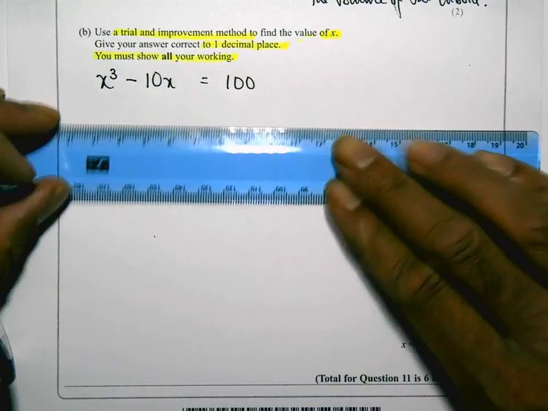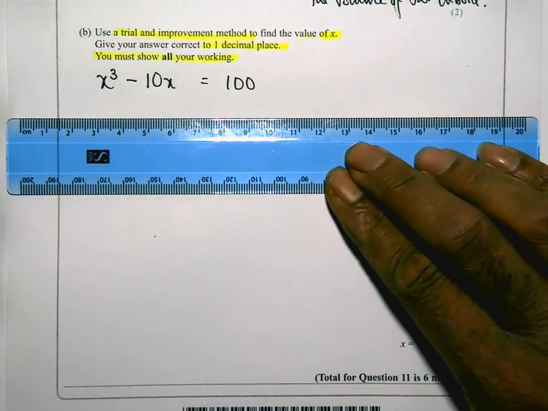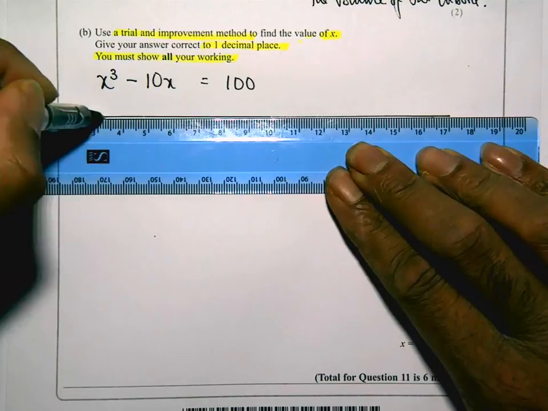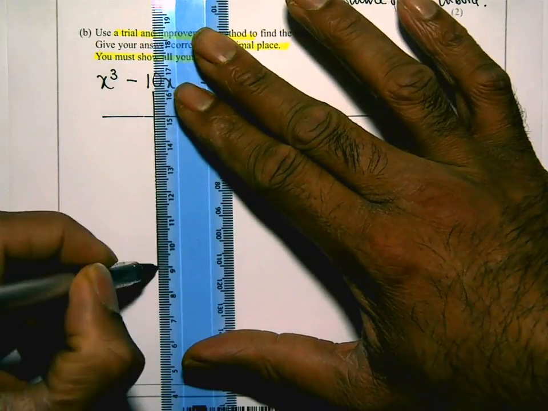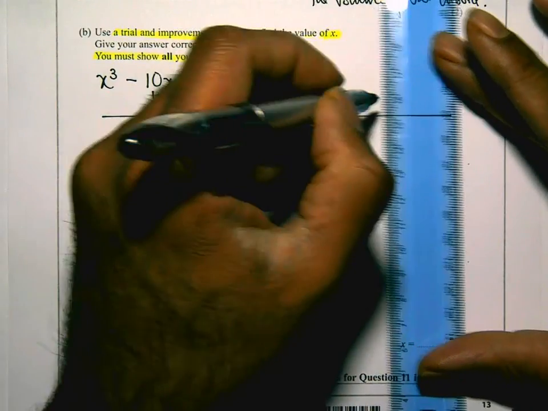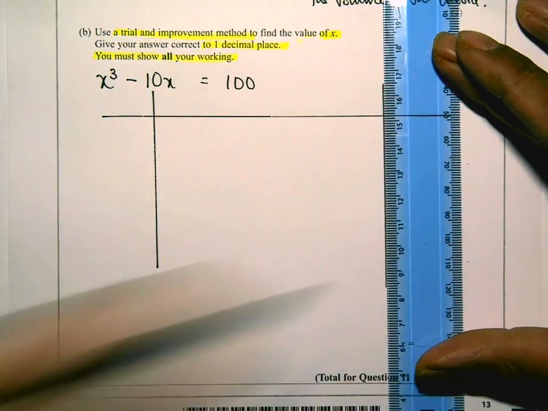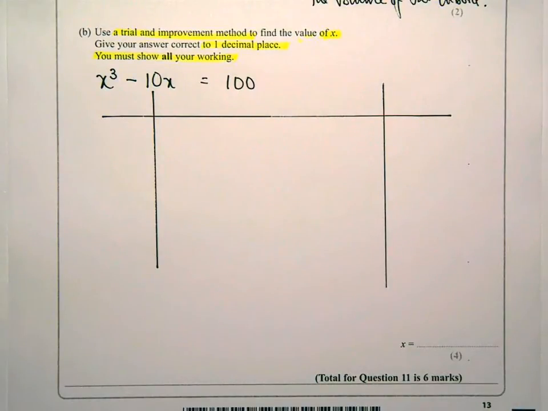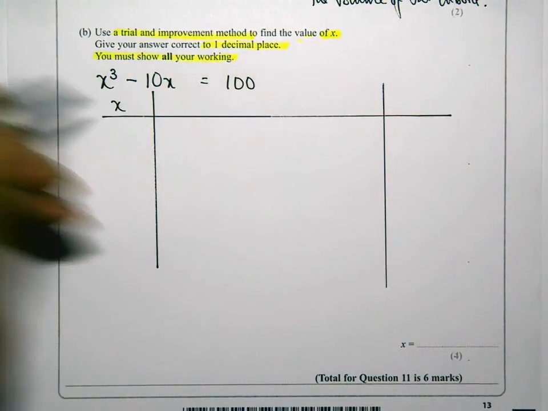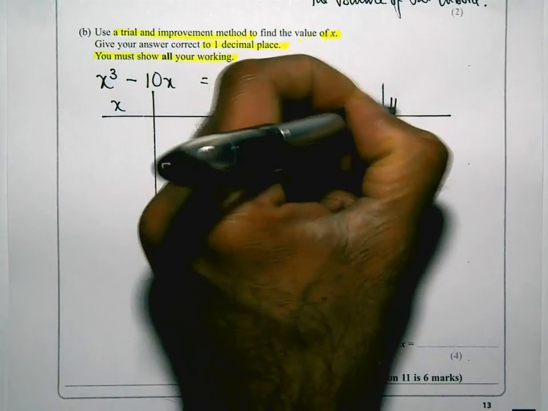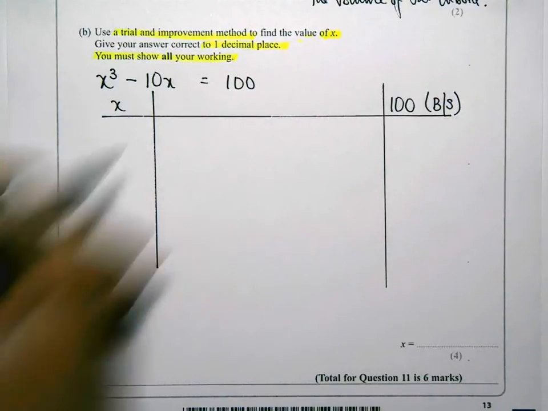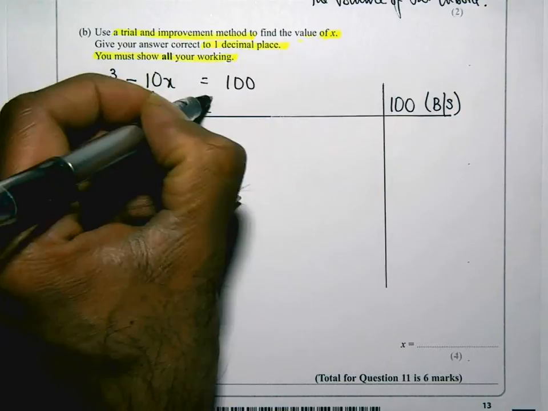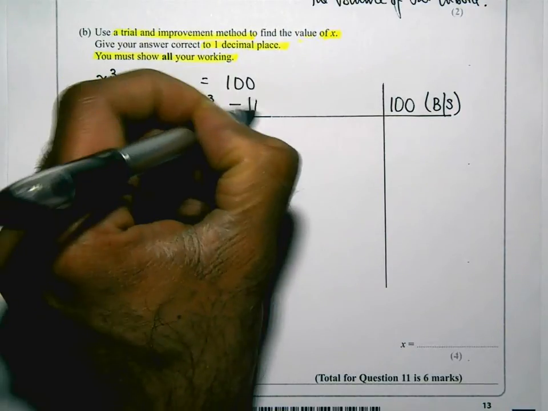Okay, so that's pretty standard in terms of trial and improvement questions, but what I am going to do is I'm most definitely going to put a table down and a big space in the center, and there you have it. I'm going to put x here. I'm going to put 100 here because that's my target number. I'm going to say whether my answers are too big or too small. And in the middle, I'm going to work out x cubed minus 10x for several different numbers.